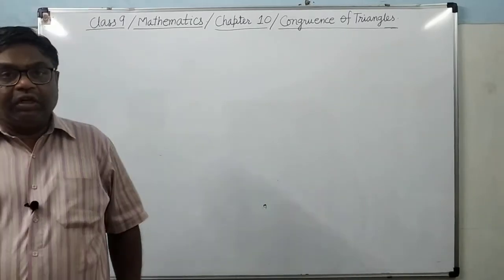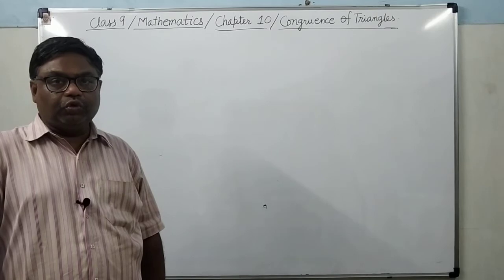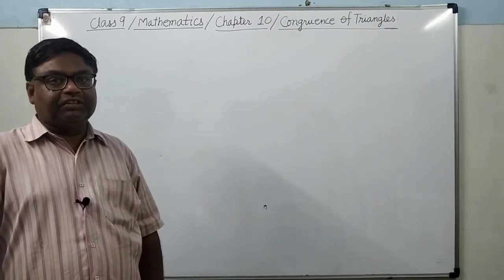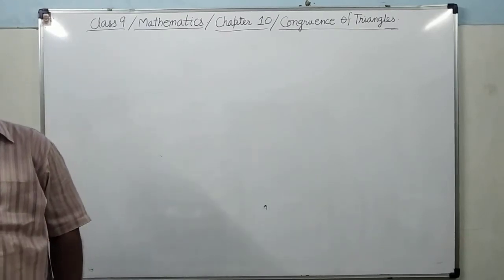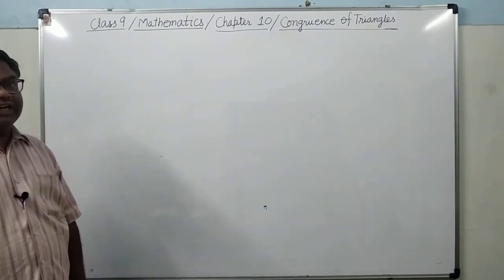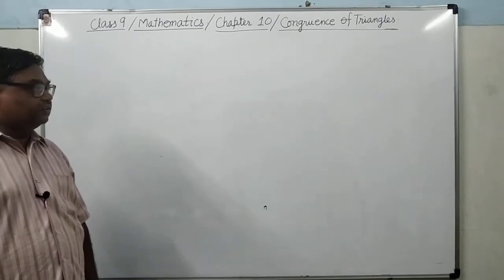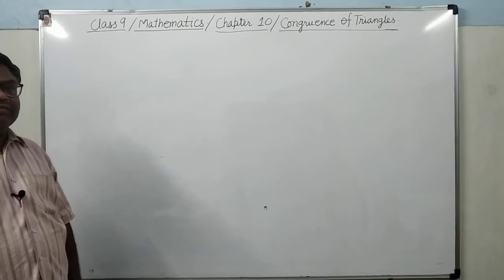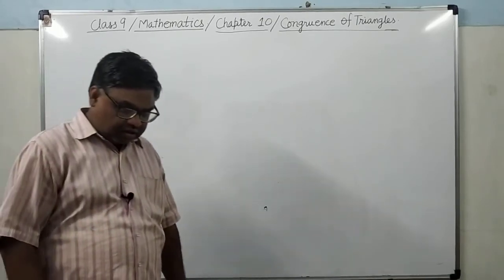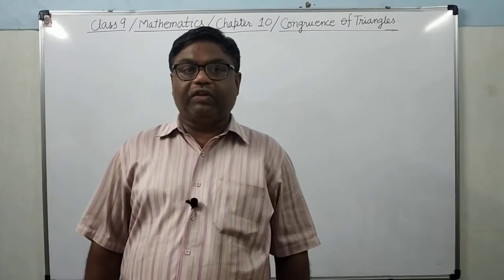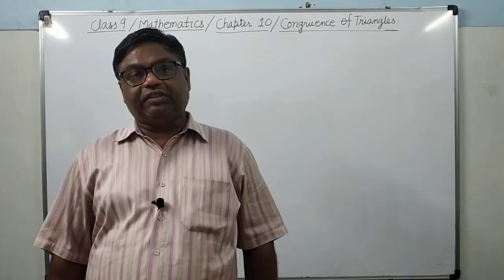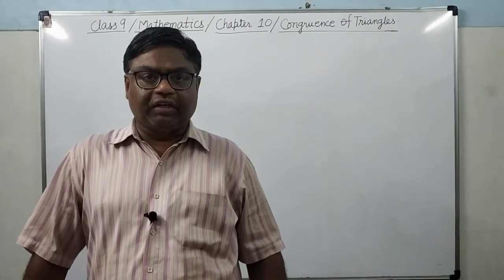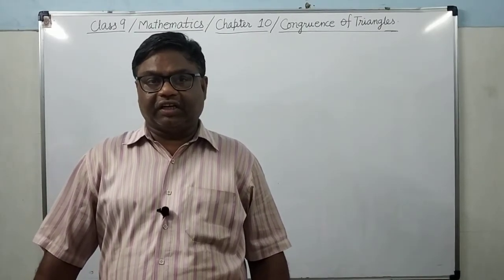Hello students, in the previous lecture I told you about the triangle and its types, meaning the classification of triangles according to their sides and according to their angles. I have also explained the various terms in the triangle. For example, what is the centroid of the triangle, what are the medians, what do you mean by altitude, what is orthocenter, then circumcircle, incircle.